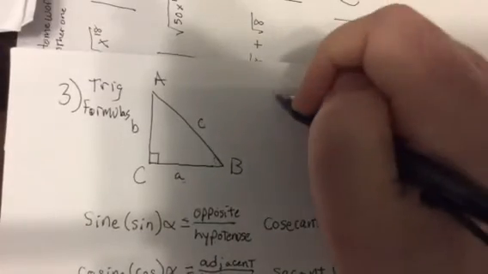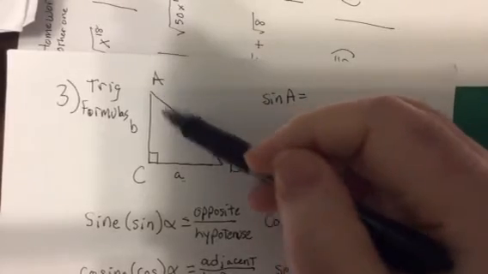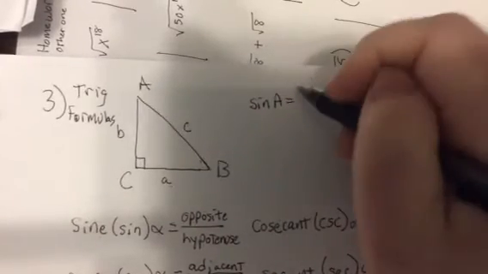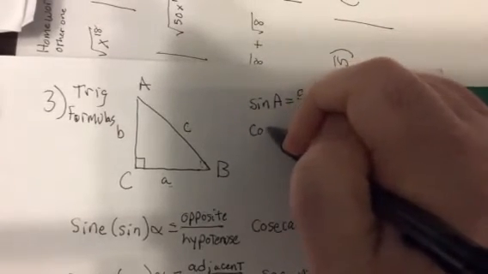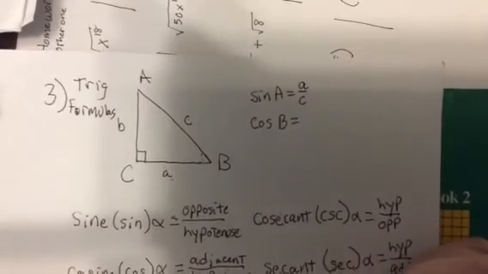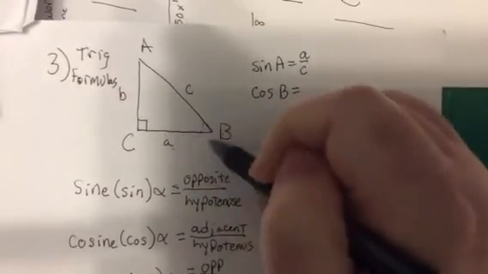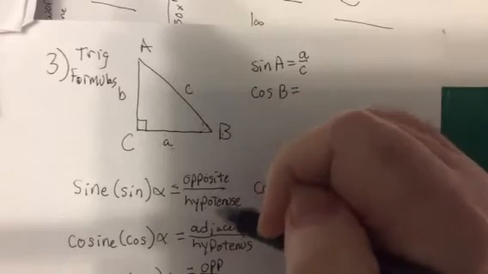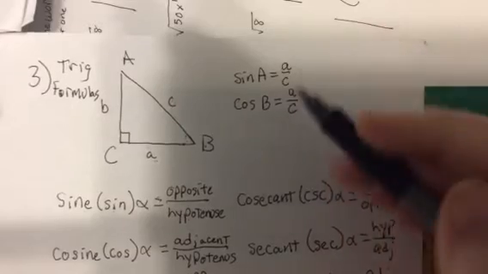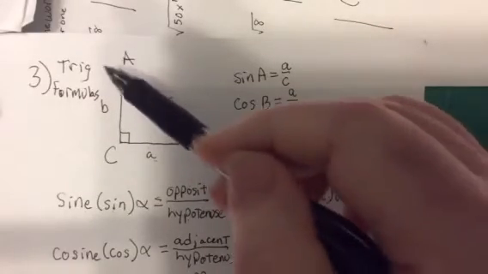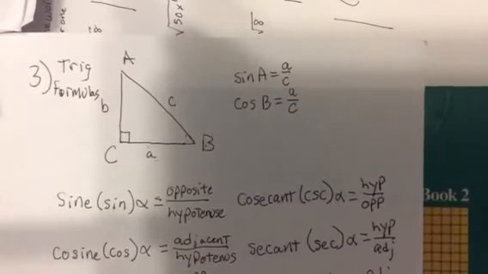So if I said, what's the sine of angle A? You would find angle A and then go opposite over hypotenuse, which is the ratio A to C. If I said, what's the cosine of B? You would say, okay, angle B, adjacent. That's the side that touches the angle, that's not the hypotenuse, over the hypotenuse. So that would be A over C. So notice the complementary angles for cosine and sine have the same ratio.